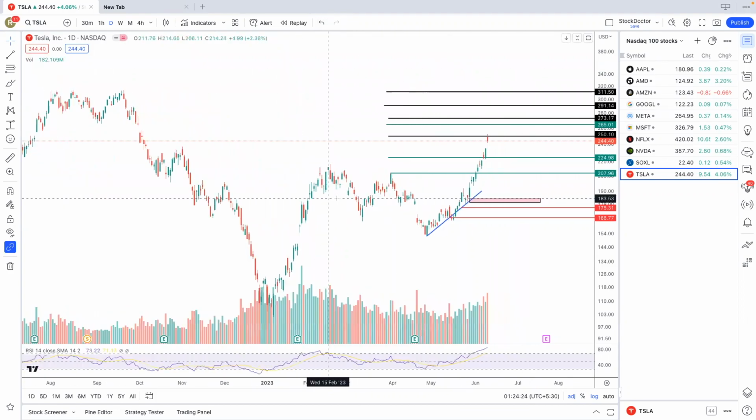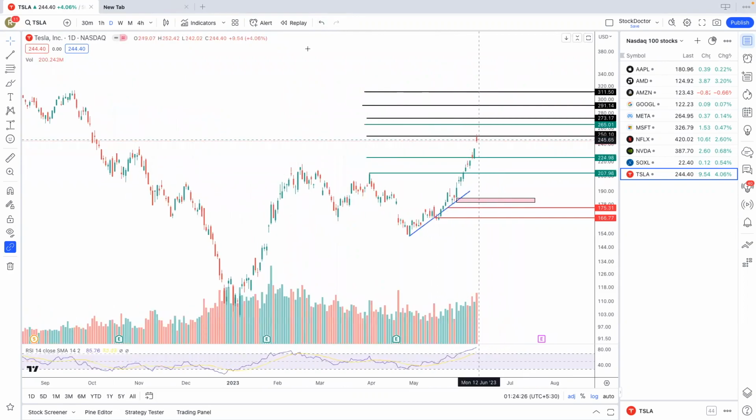And where is the downside? If Tesla doesn't hold 250, and if the market comes down, Tesla is going to come towards 225 and 208. These are the two downside targets for Tesla.